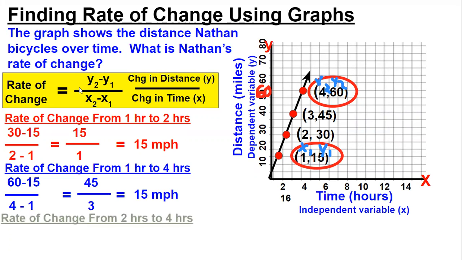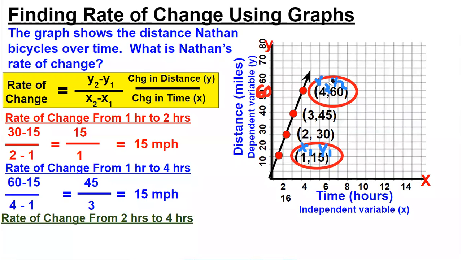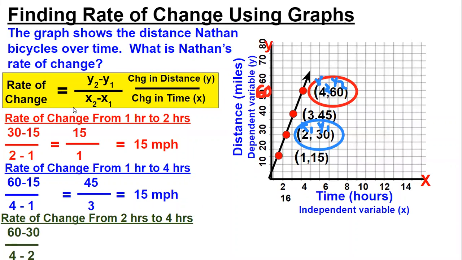And then we are going to do the rate of change from 2 hours to 4 hours. We're going to keep the 4, but now we're going to change to 2 hours. So we're going to go this one right here. So we can still use that as y2 and x2, but this is going to become our y1, and this will become our x1. Plug them into the formula, 60 minus 30 on the top, and 4 minus 2 on the bottom. Do the math, you get 30 over 2, which is equal to 15 miles per hour.